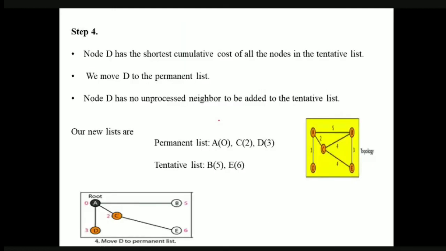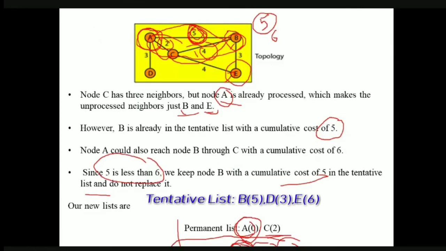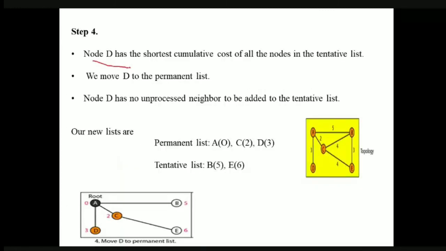Now step 4. In step 4, what are we going to do? Among the tentative list, which is the shortest value now? D. Okay. So you choose D now. Node D has the shortest cumulative cost among all the other nodes in the tentative list. So what will we do? We'll remove that and move it to the permanent list.